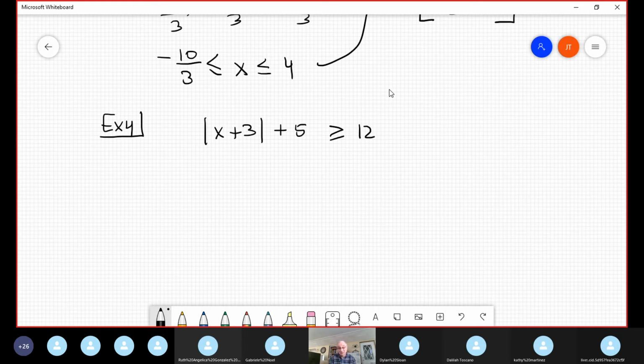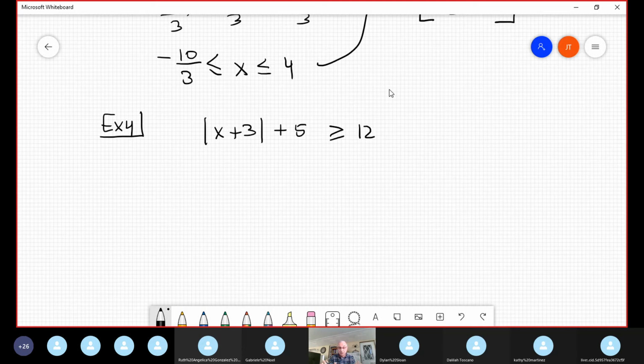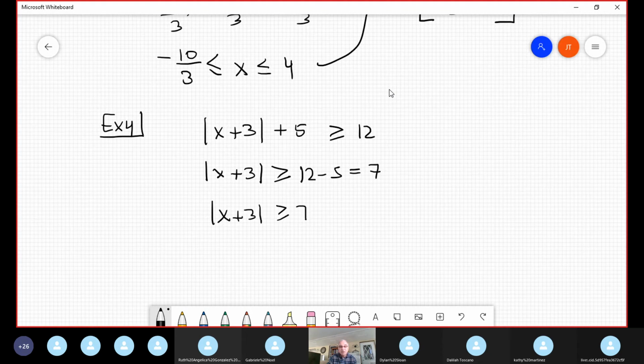This is the challenge. This is the confusing part. Two pieces. We expect one solution, but when you express it in interval notation, you express it in two different pieces. First of all, you isolate the absolute value. So I move 5 to the right-hand side, subtraction gives 7. So the inequality that you need to solve is greater than or equal to 7.